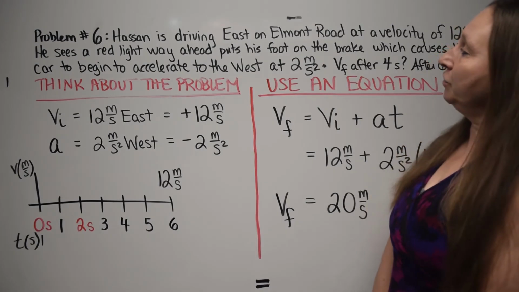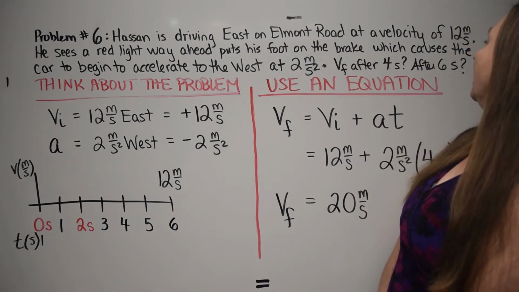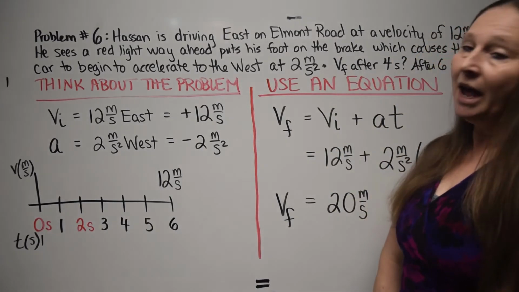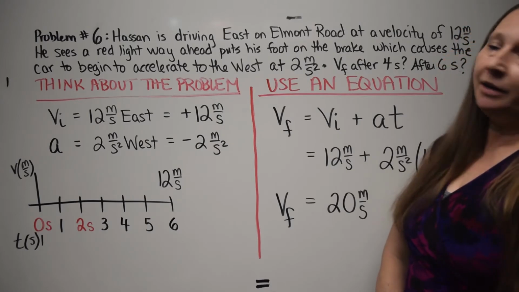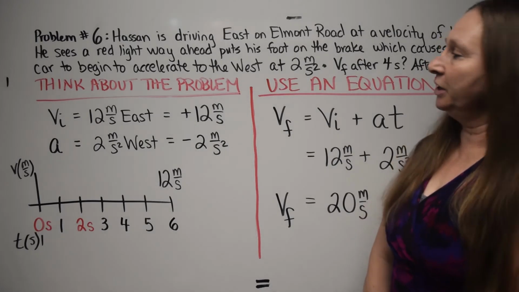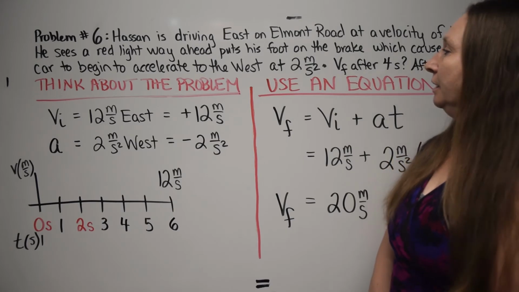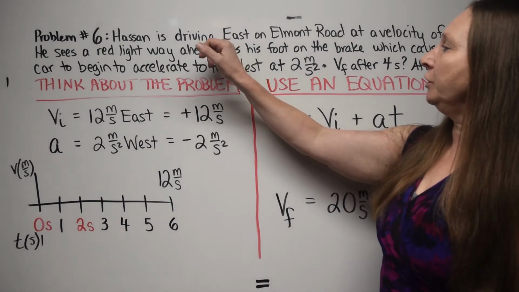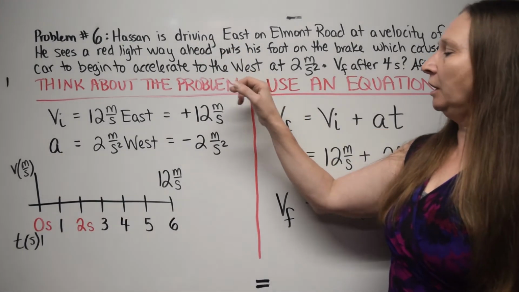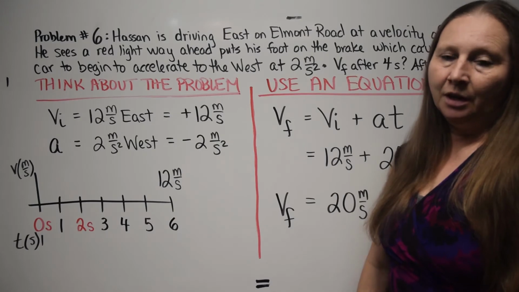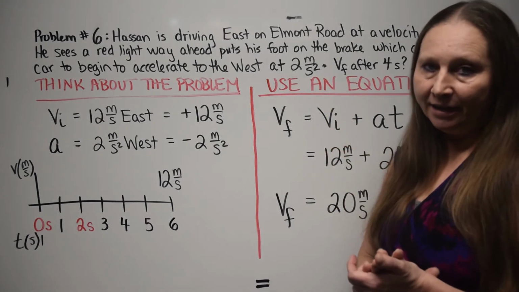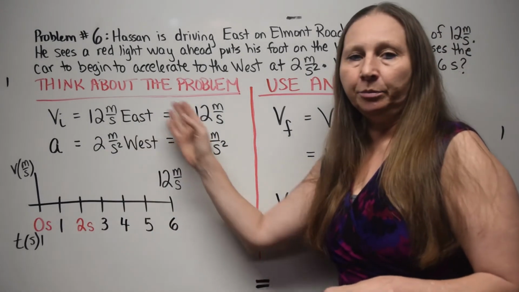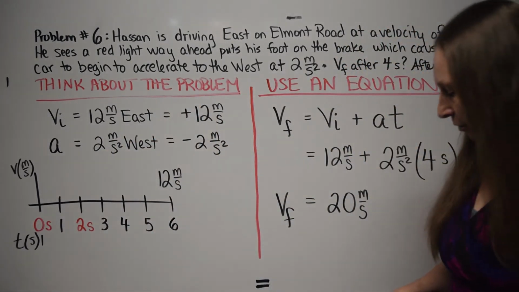So Hassan is driving east on Elmont Road at a velocity of 12 meters per second. He sees a red light way ahead. He puts his foot on the brake, which causes the car to begin to accelerate to the west at 2 meters per second squared. So you notice right away, you've got an initial velocity to the east, your acceleration is to the west. So you have to start paying attention to positives and negatives when you think about the problem and when you start plugging into the equation.